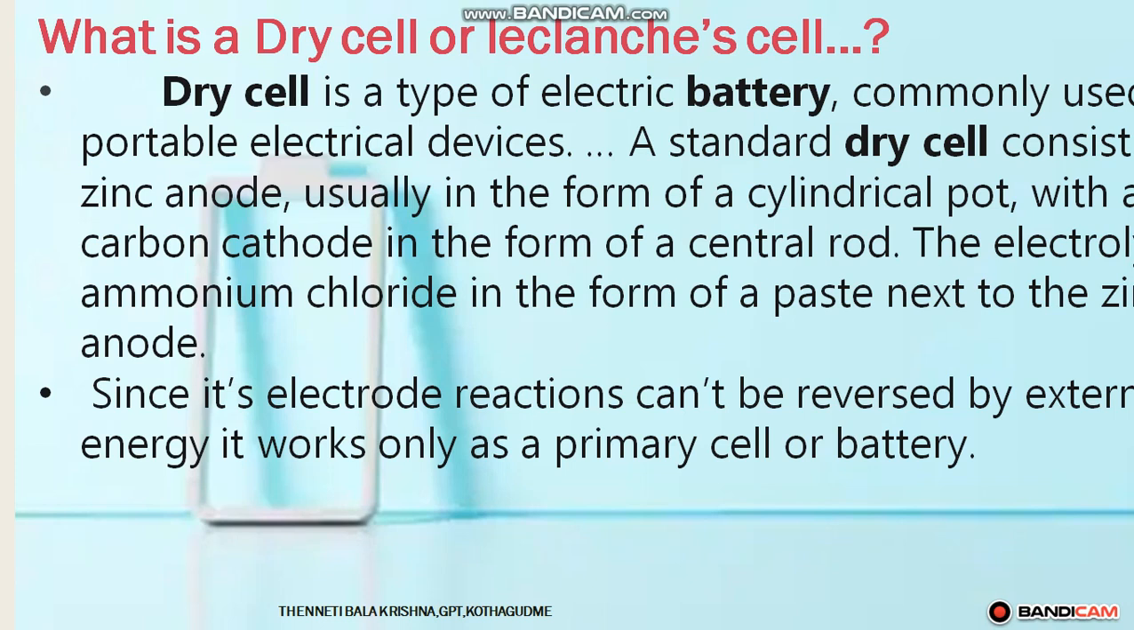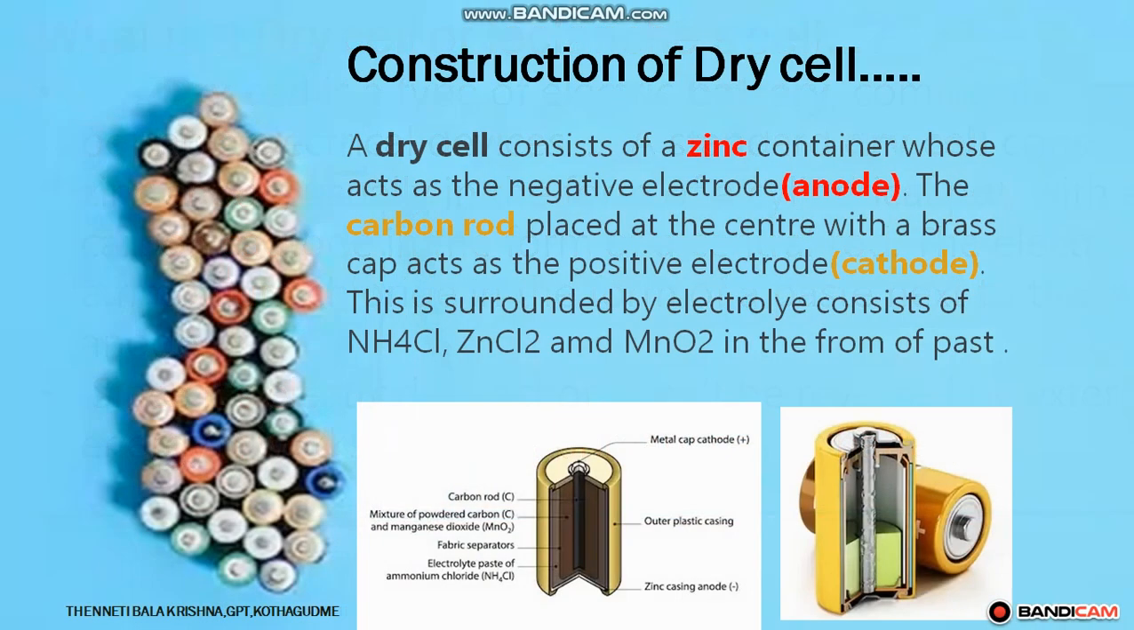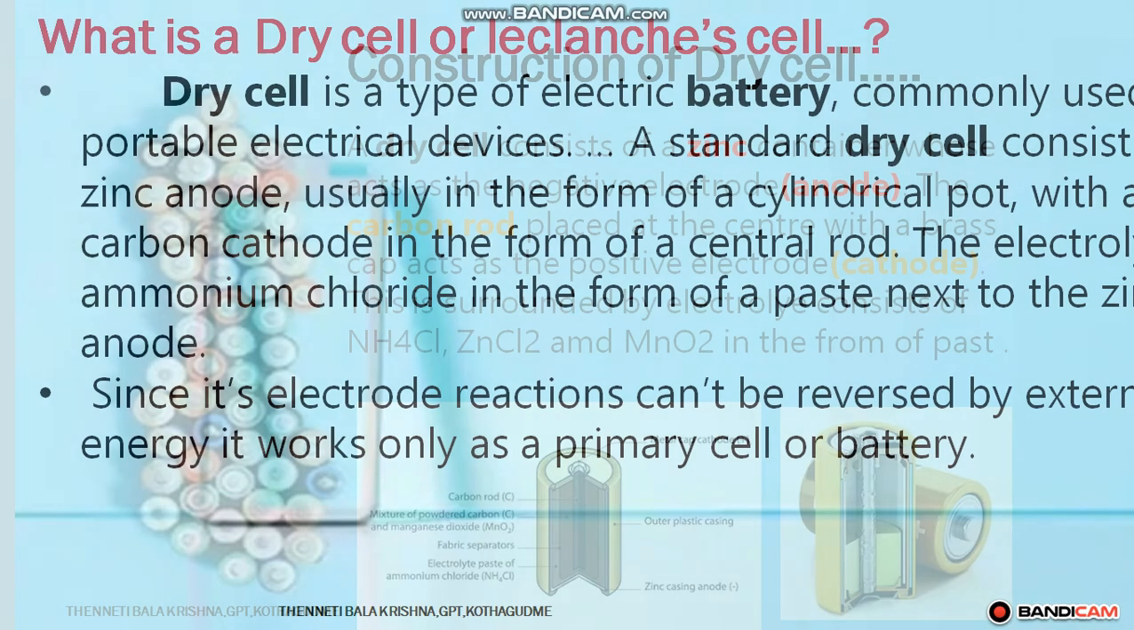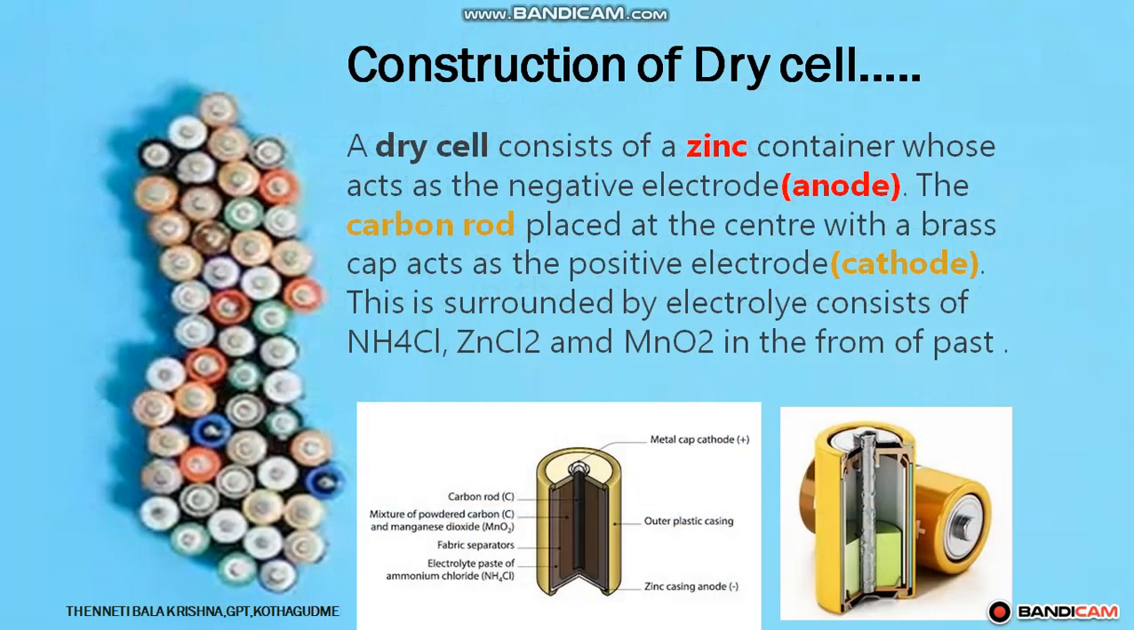Students, it is an example of a primary cell or battery. Here, primary cell or battery means the cell in which the electrode reactions can't be reversed by passing external electrical energy. In a primary cell, the reaction occurs only once, and after use over a period of time, the battery becomes dead and cannot be reused again. So it is not rechargeable. Once we use the battery, it becomes dead. So it is an example of a primary cell.